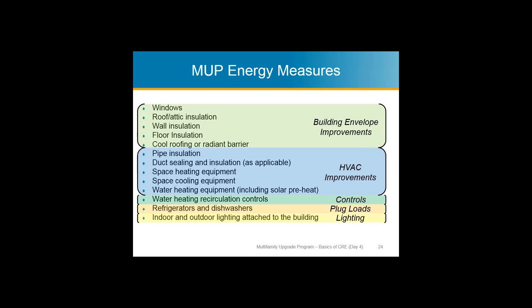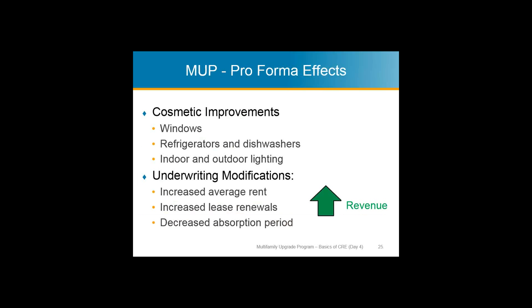So how are these being thought of from the asset management perspective when you're underwriting a project? So the assumption here is that all of these measures will be having a positive effect on utility bill expense. So outside of that, how should it be thought of, presented to management, to the ownership group? Well, windows, refrigerators, dishwashers, and even lighting, to a large degree, can be considered a cosmetic improvement.